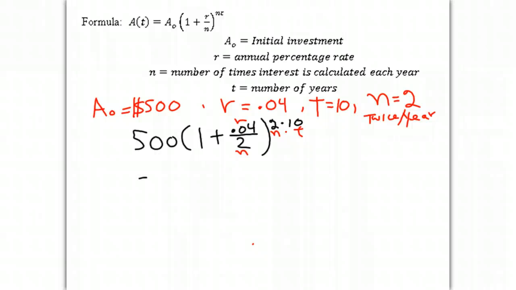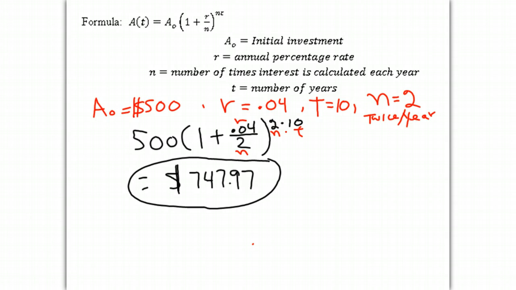And if you did that, you would get a total of $747.97 at the end of 10 years. So you would have made $247.97 interest over the course of your 10 years if you compounded this twice a year for 10 years.